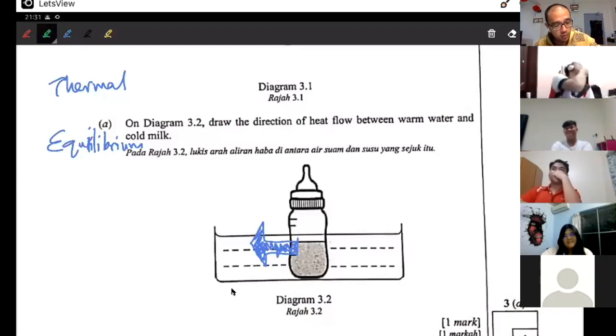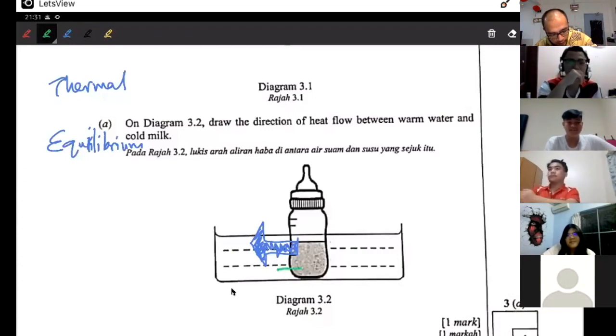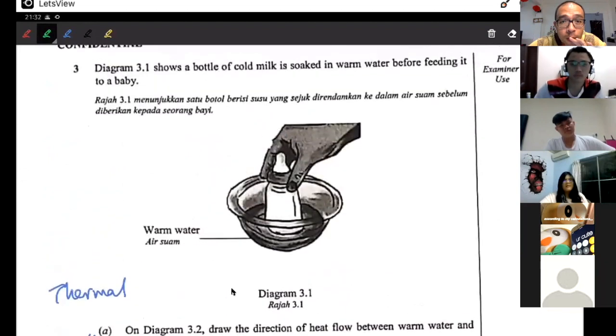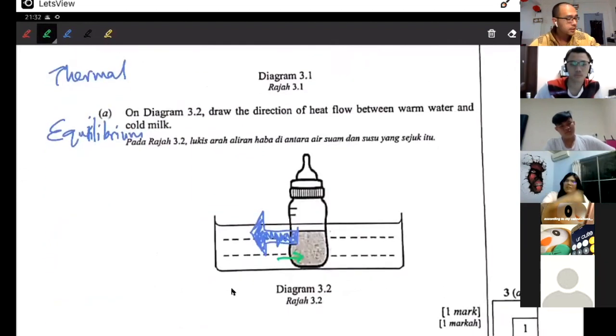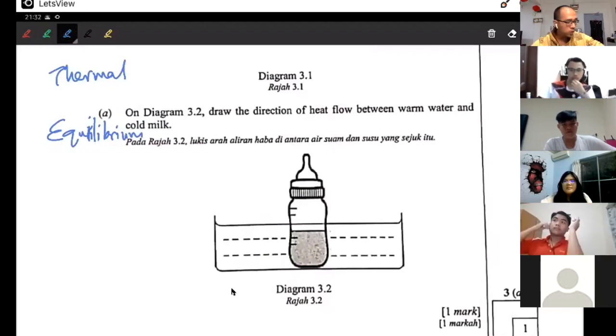So the answer has to be not just a big arrow outside, it also has to be a small tiny arrow from the cold milk into, from the cold, oh wait, sorry. Warm water and cold milk. Hold on. The warm water is outside. Sorry, my mistake. It's supposed to be the warm water gives more to the cold milk, right? It's okay. So it should be the bigger arrow inside like this.